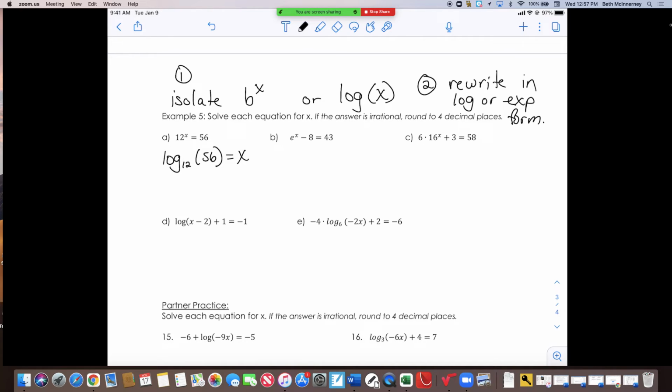Grab your calculators. I see most of you have them out, which is awesome. If you don't, grab your calculator. And the directions say round to 4 decimals. So I got 1.6199. Are you getting that on the calculator? If you have your calculator? Okay.